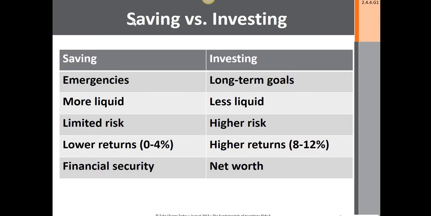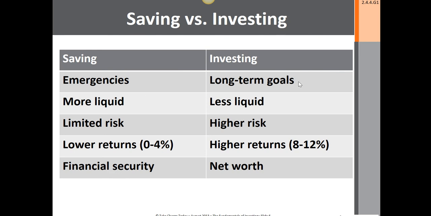So there are two different things. Saving, again, or savings accounts that you have can be converted to cash quickly. Investing cannot be converted to cash as quick. All right, you have a savings account for a couple things. Emergencies. If you need to get cash really quick, you can do that. Very low risk. You put it in there, it's there. Lower returns, 0 to 4%. Most savings accounts don't even hit 4%. They're for financial security. If you have a savings account, that gives you a safety net.